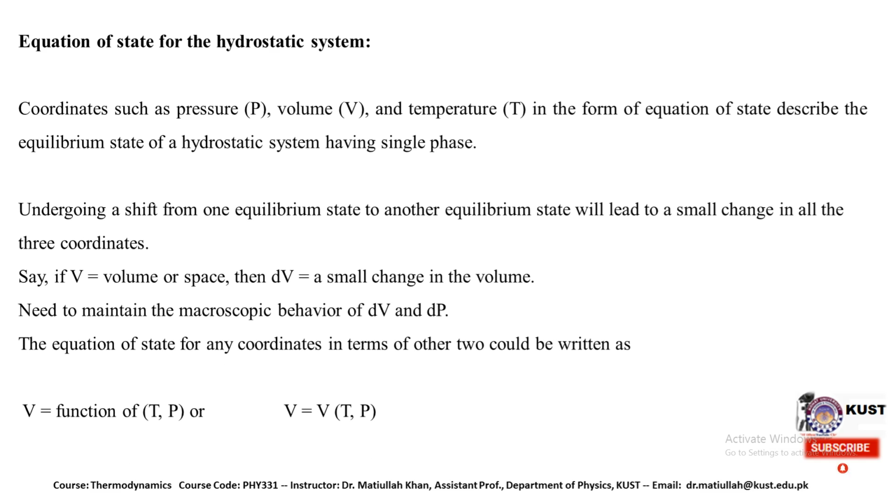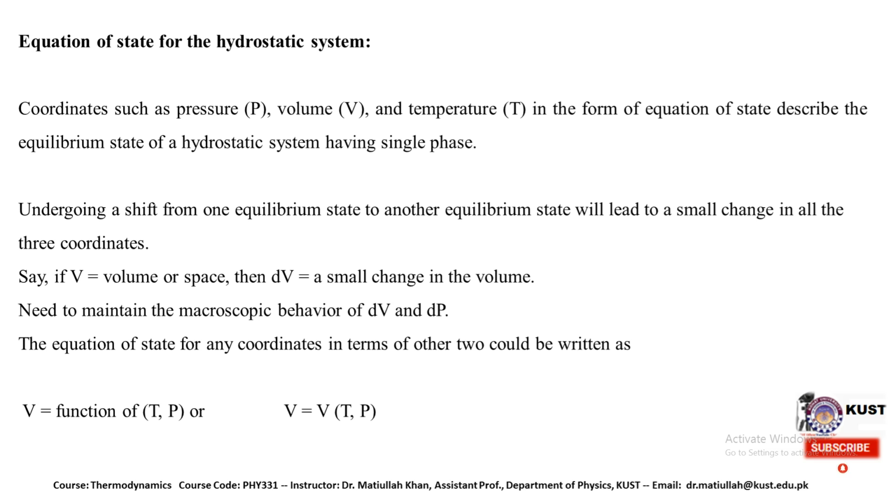So if the system undergoes a transition from one equilibrium state to another equilibrium state, of course there will be some change in the coordinates or variables as well. Say for example, if initially P, V, T have different values and the system undergoes a transition from that equilibrium state to another equilibrium state, then P, V and T, all three, will get some new values, and that will be a new equilibrium state. We are considering some simple cases.